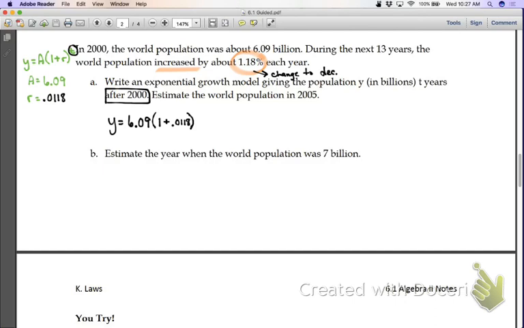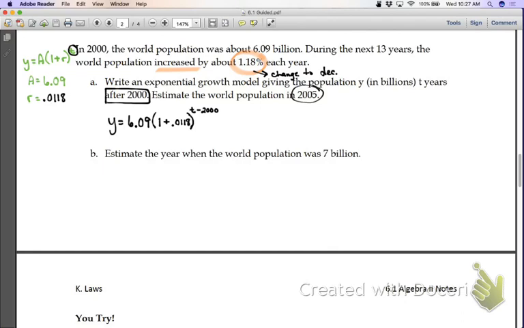So instead of it being year t, it needs to be t minus 2000. Because what's t going to be? It doesn't say after 5 years, it says in year 2005. Now, you can do the math from there. What's 2005 minus 2000?